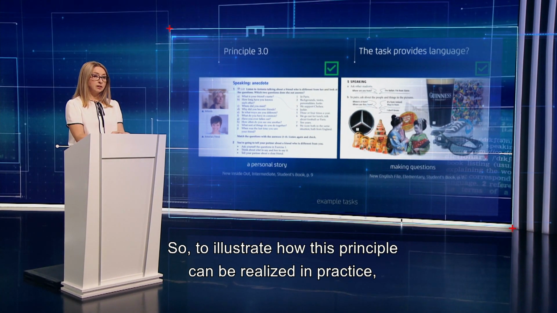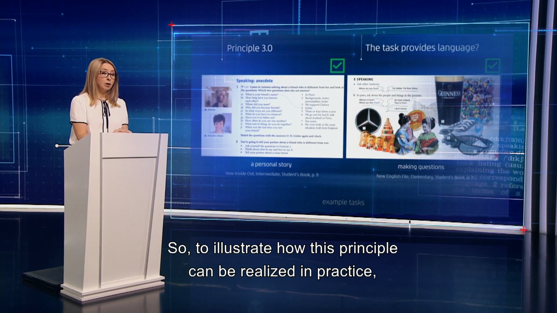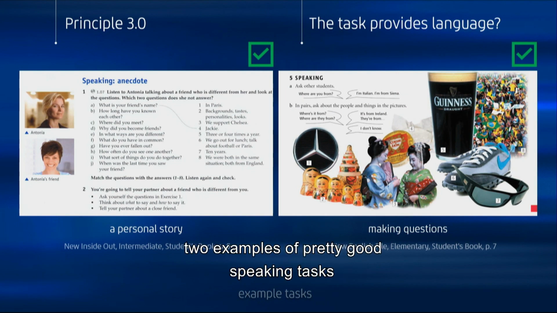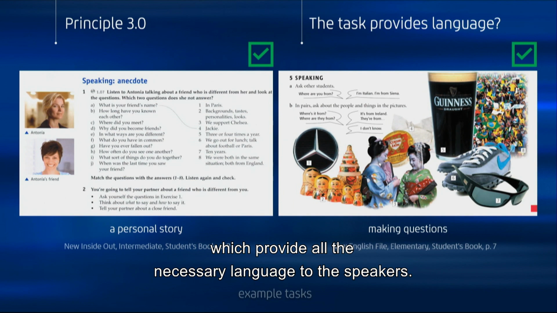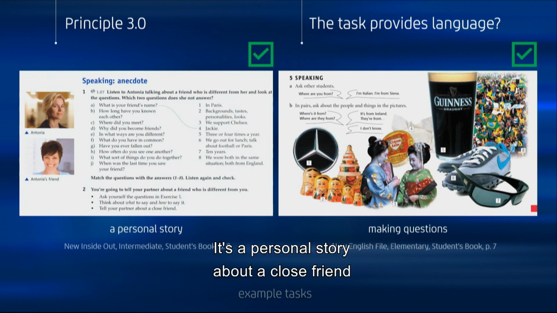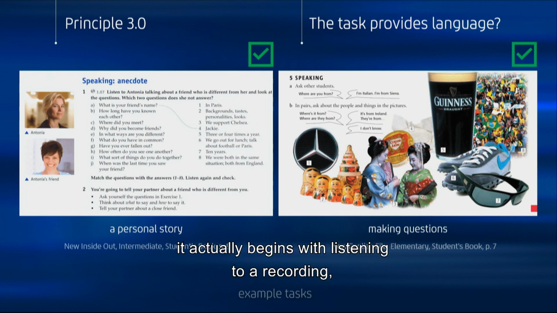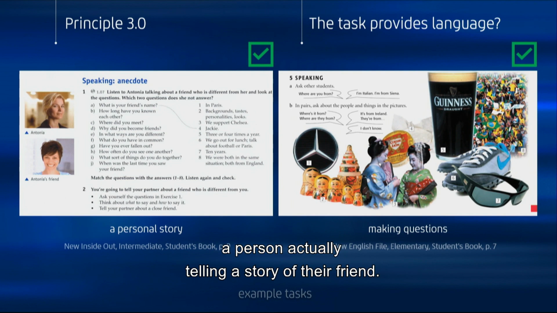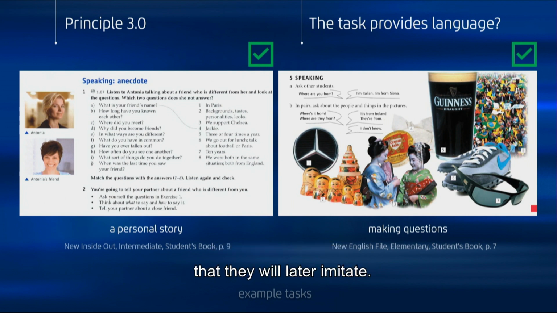So to illustrate how this principle can be realized in practice, I would like to show you 2 examples of pretty good speaking tasks which provide all the necessary language to the speakers. Let me start with the personal story on the left. It's a personal story about a close friend, and if you take a closer look at this task, it actually begins with listening to a recording where students listen to a person telling a story of their friend. So they are exposed to the model of the speech that they will later imitate.